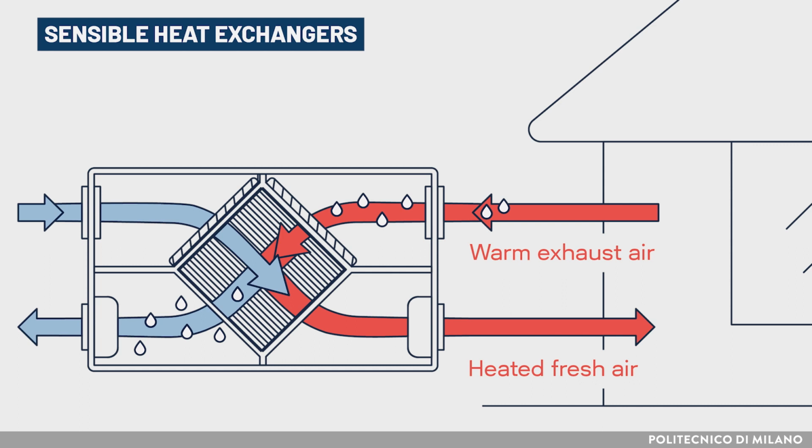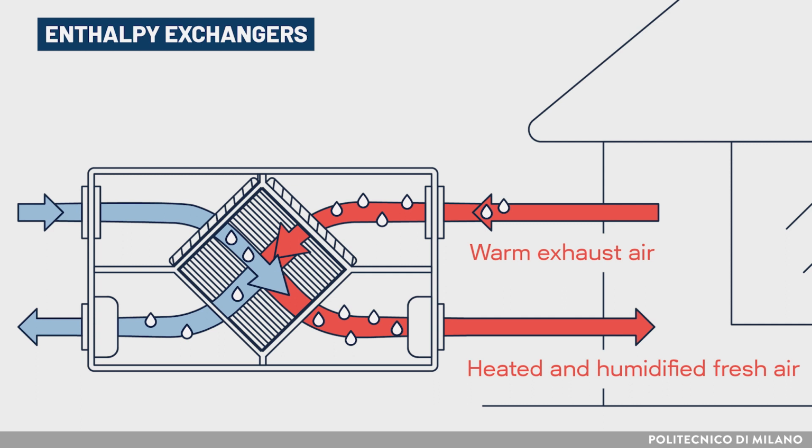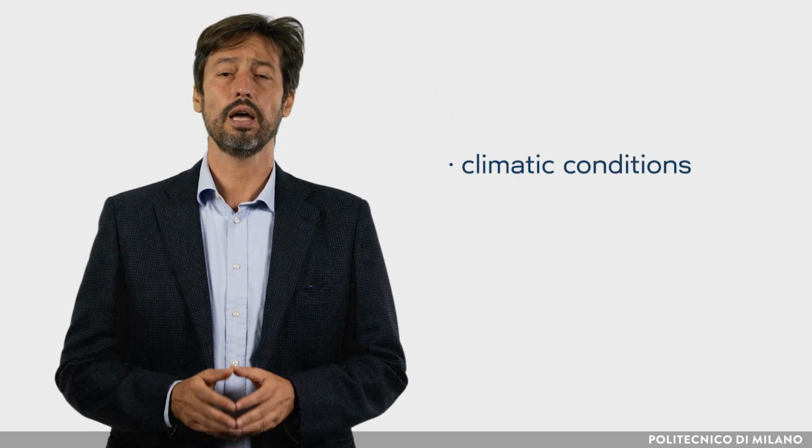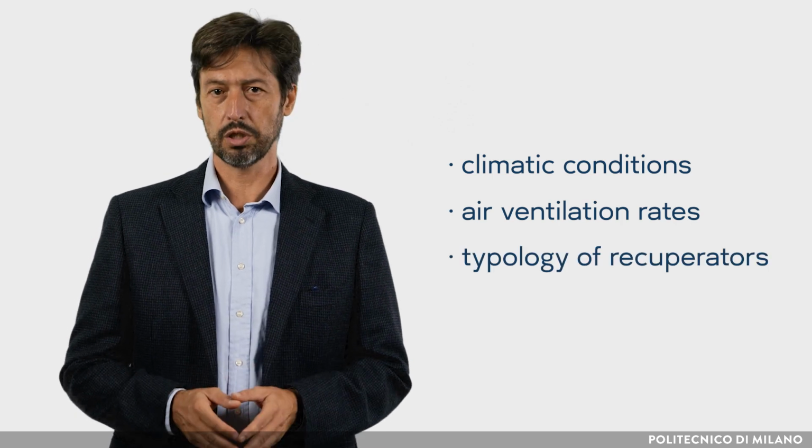An efficient ventilation system can recover part of this wasted energy through two kinds of recuperators. We can have sensible heat exchangers, which are able to reduce the temperature gap between the two air streams, or enthalpy exchangers, which can also transfer humidity. Potential energy saving depends on climatic conditions, air ventilation rates, and typology of recuperators. In Italy, for example, they may range from 30% to 70% of the energy required for air renovation.